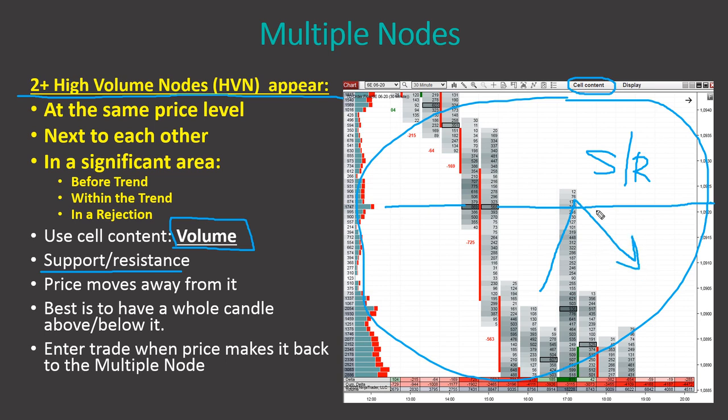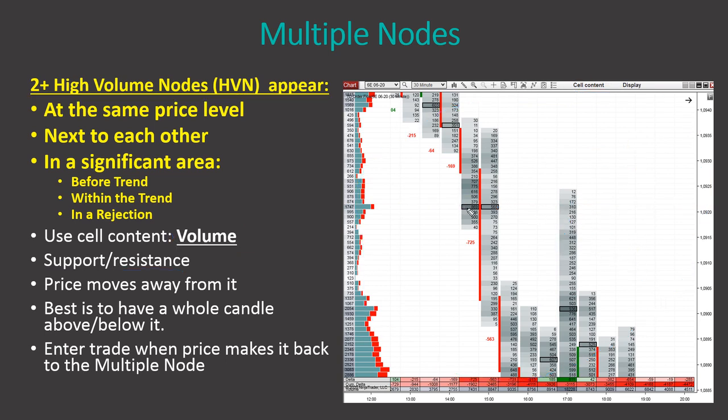This is a resistance, and what you want to see is that the multiple node forms and then price moves away from it, like in here. The price moved downward, and best is to have a whole candle or more candles above or below it. In this case, the price is moving downward, so you want to have 2 or more whole candles, wick of the candle included, below this double node. So this is the first candle, this is the second one, this is the third one, 3 candles below it.